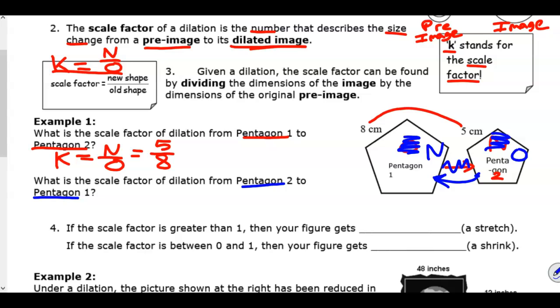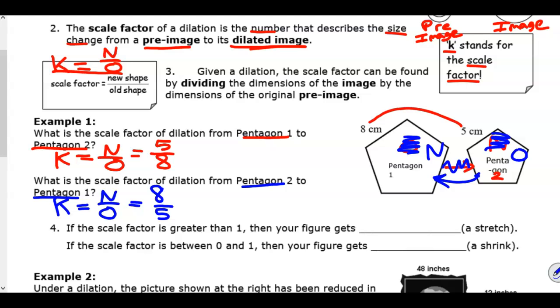Okay? So now my new over my old is going to be 8 over 5. Now it's getting bigger. 8 over 5 is bigger than 1. Okay? Is everyone understanding how to figure out scale factor? New over old, or new over original. You know what I mean?